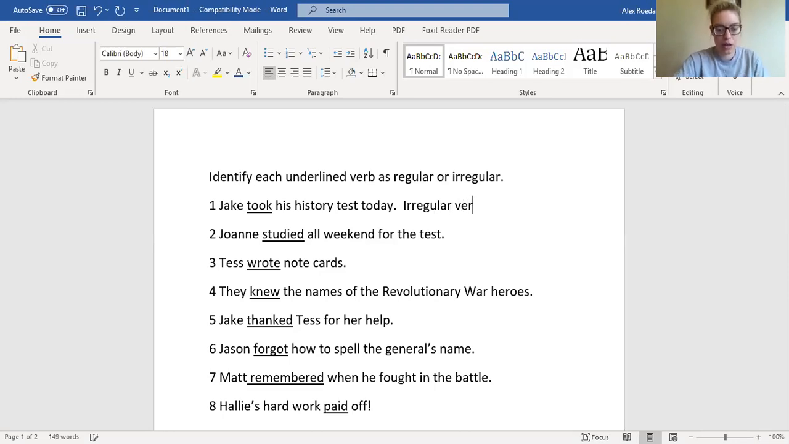So we would say that this is going to be an irregular verb. Just like we do in class, I just kind of put that off to the side so you guys can see that. Let me make it a different color so it's easier for you to see. There we go. All right. Now let's look at the next one.